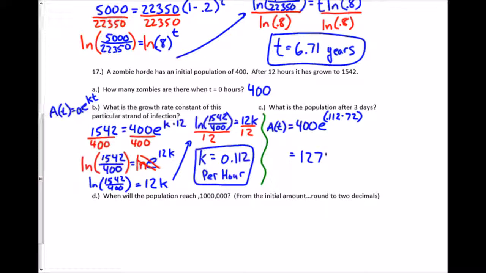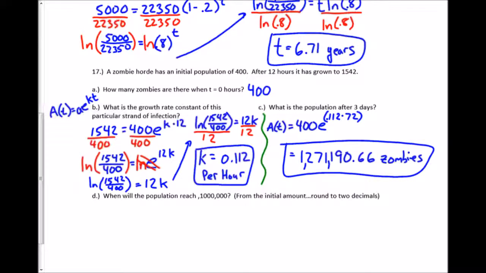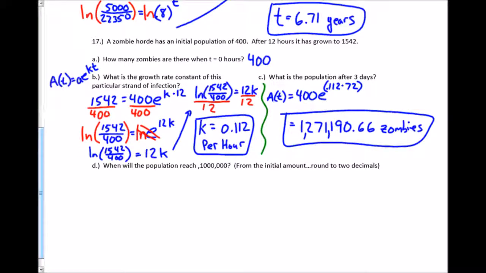So I get something that looks like this. I'll keep it at 2 decimal places. Okay, and that's it. That's the number of zombies. A couple partial pieces, and that's fine. If I look at part D, it asks when will the population reach, and obviously that comma is the wrong place. It should be 1 million.